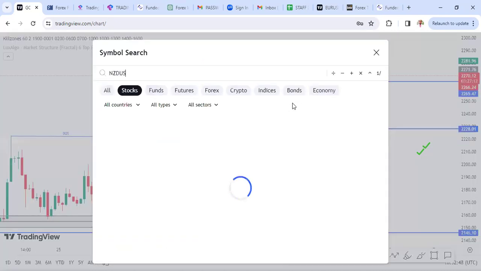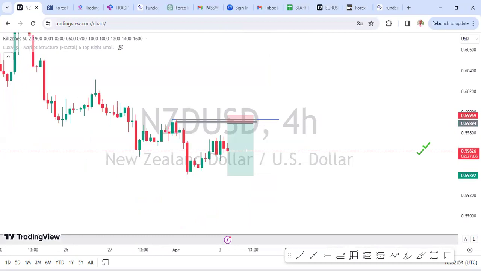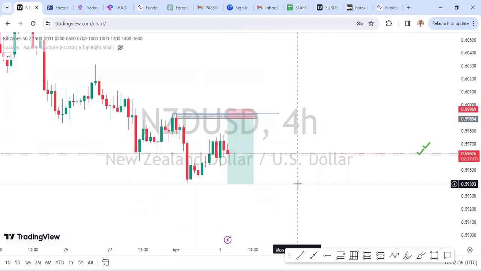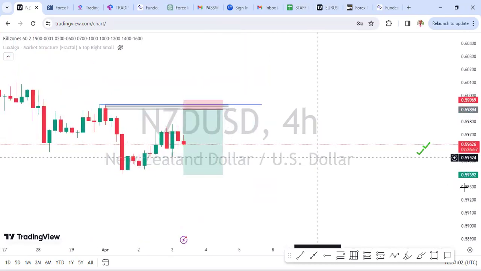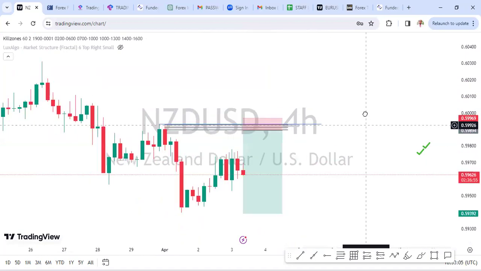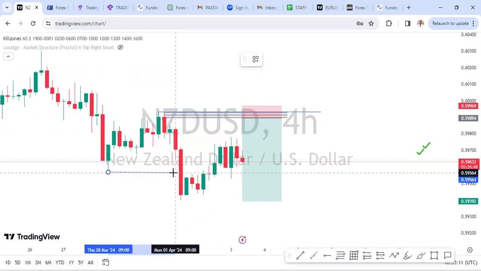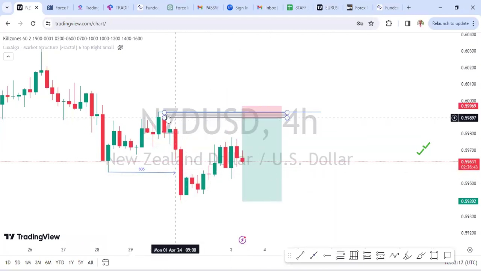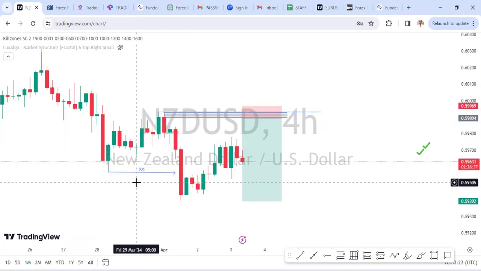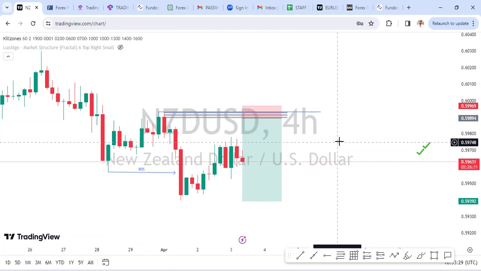NZD USD is selling, but I will love price to come up. I have a pending order already, and I still believe that price is coming that way. So I'm on the 4-hour time frame now. Here we have a break of structure. So we have BOS. Now this is the other block that caused the breaking of this structure. So I'm waiting for price to come back to this other block and sell.